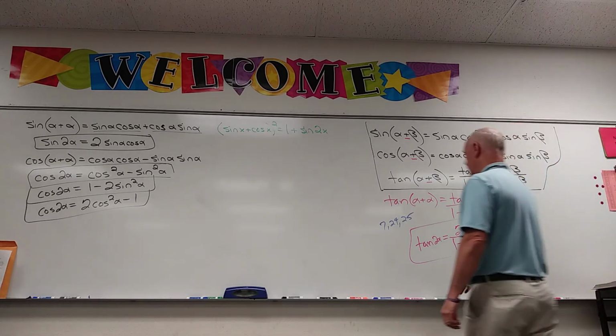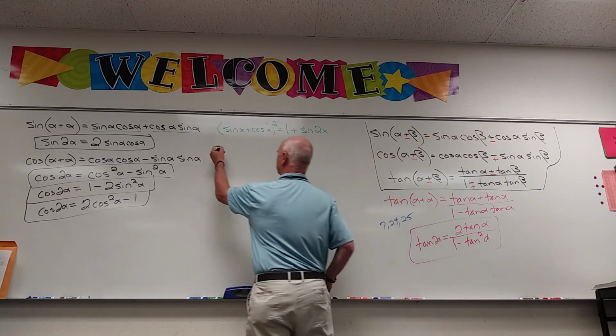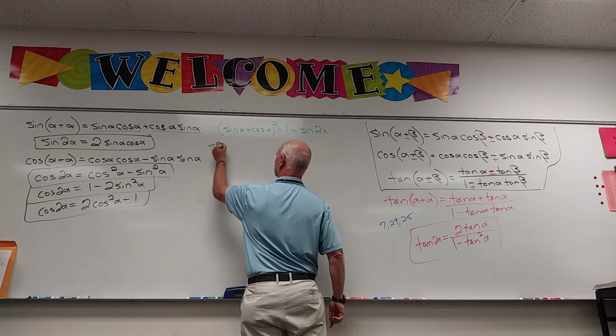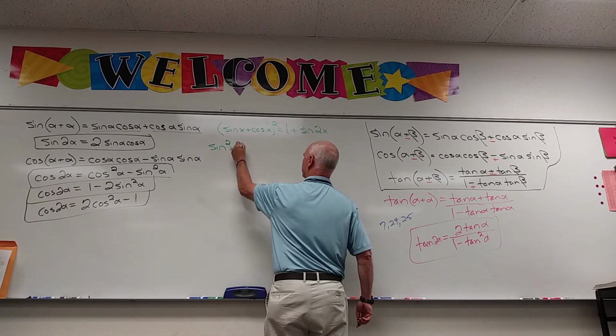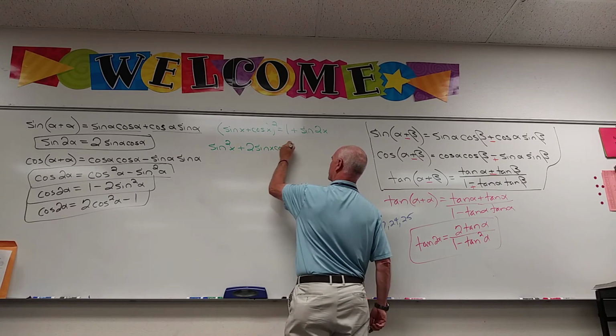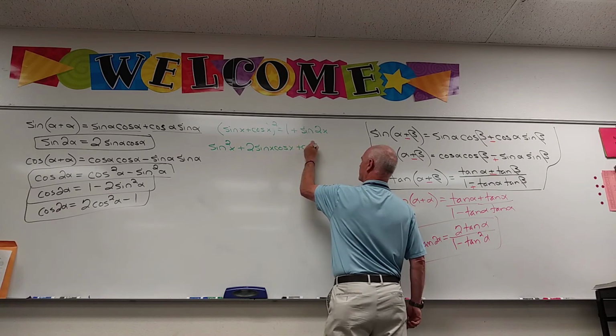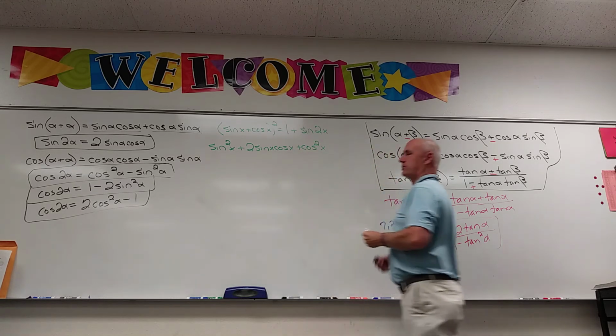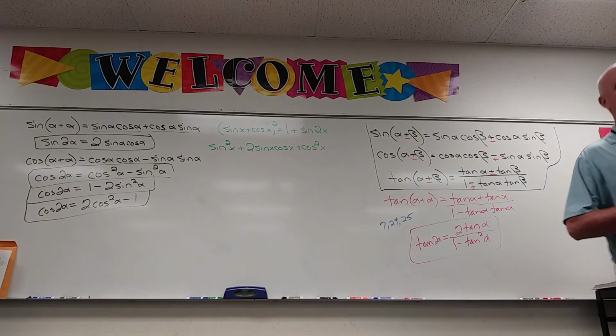Cool, go. Square, double square. What do we got? Sine squared of x plus 2 sine of x cosine of x plus cosine squared of x. We are on a roll.